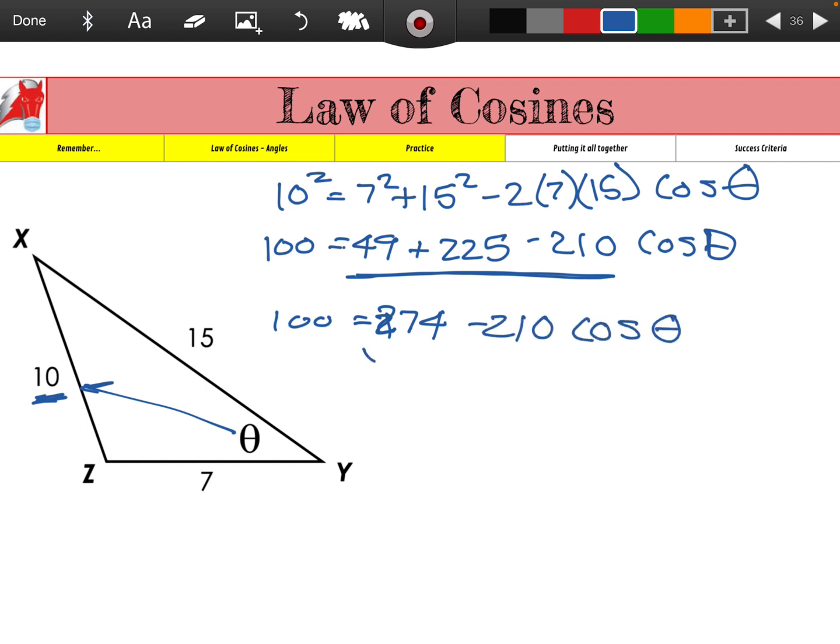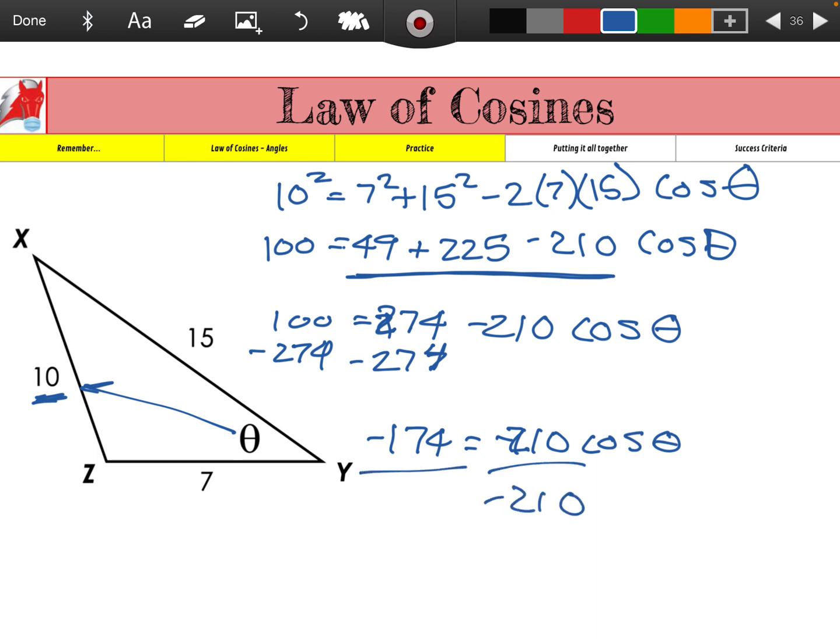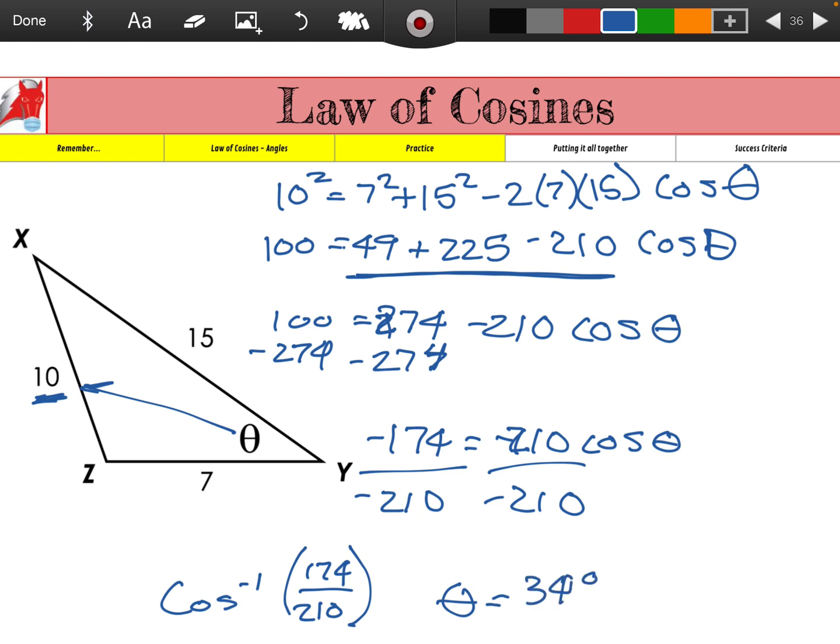Again, it seems always too sweet to be able to do this. Don't fall for it. Minus 274. Okay, so then I get negative 174. Then I go 210. Cosine theta looking good. Divide. And remember, it should be a fraction less than 1, which it is. So I'm going to be putting cosine inverse 210, which means theta, the angle, equals, put it at 34 degrees.